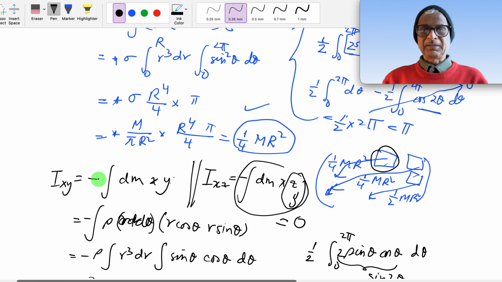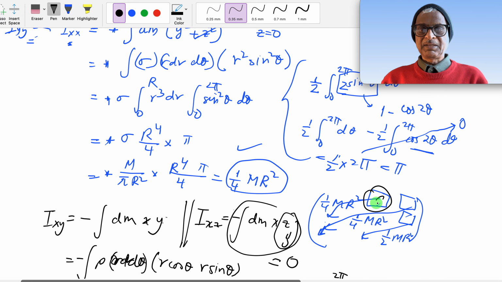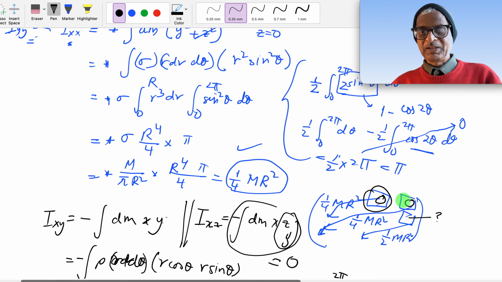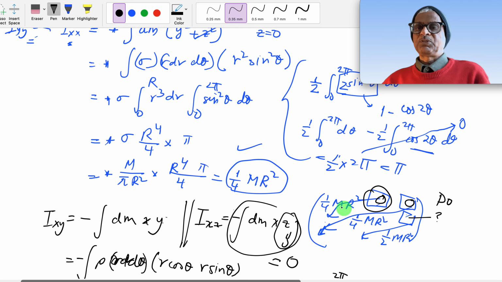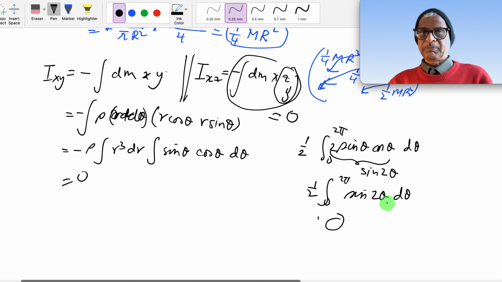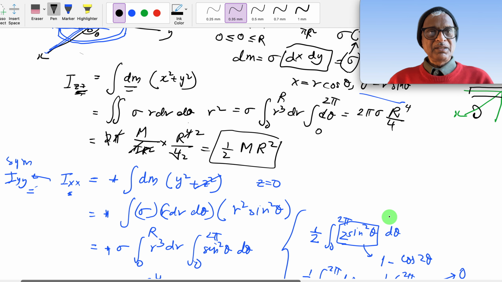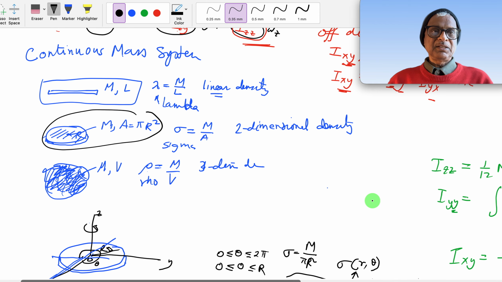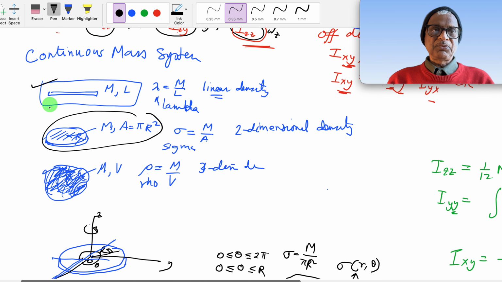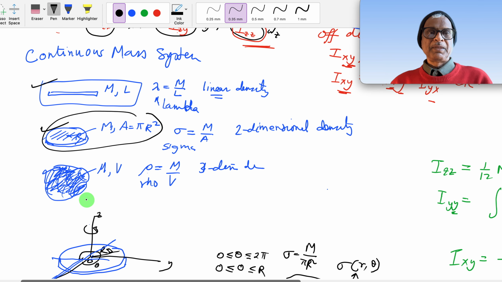So going back, you have this one 0, this one 0, and this one I will do, okay? And actually these will all be 0, you just figure out why. Okay, so we got the disk. That looks like a standard formula that we get.